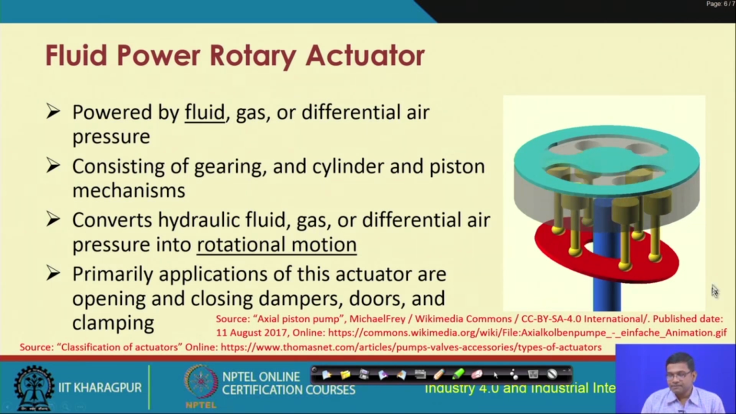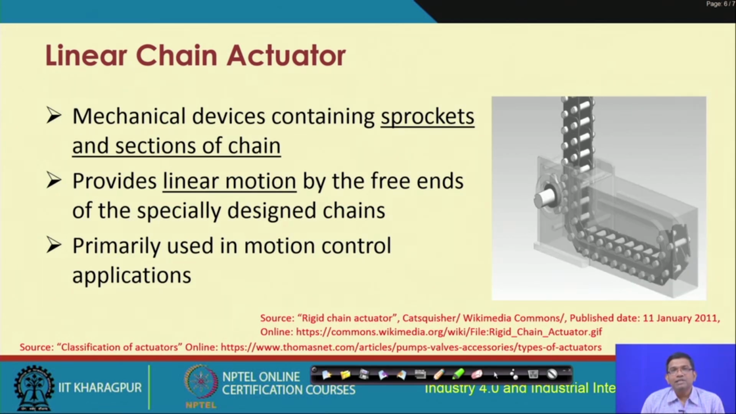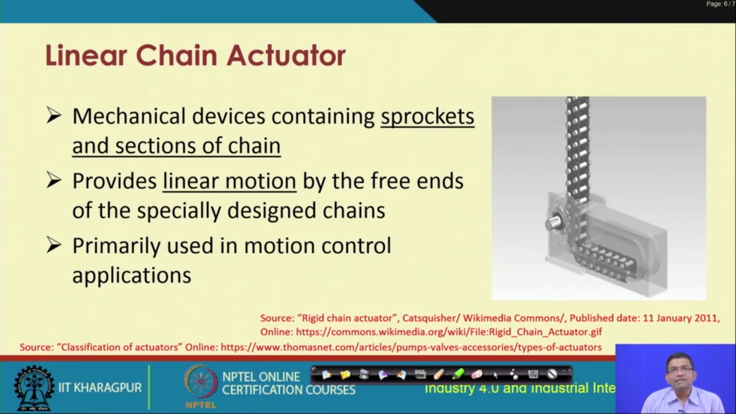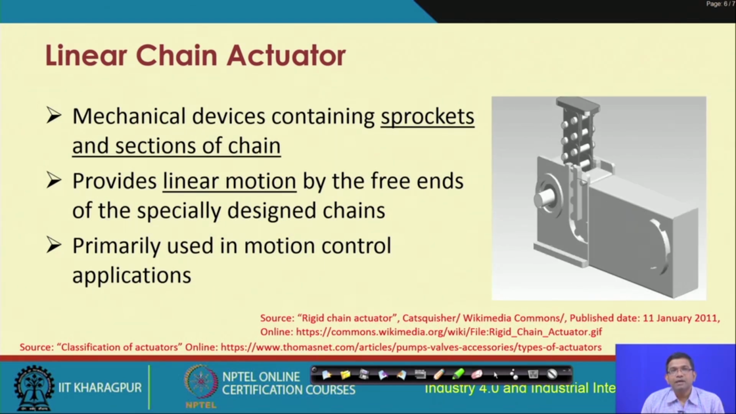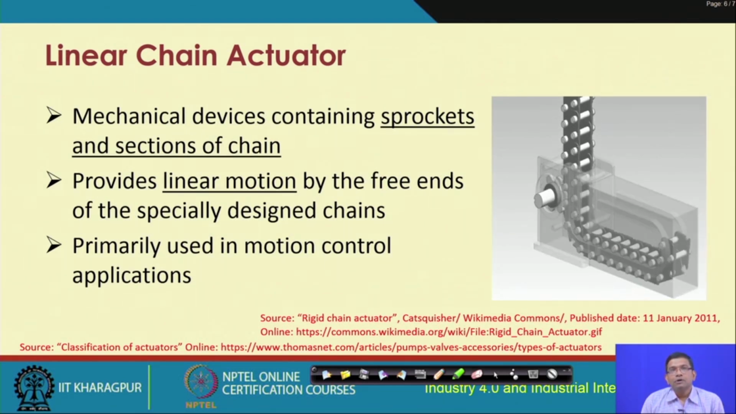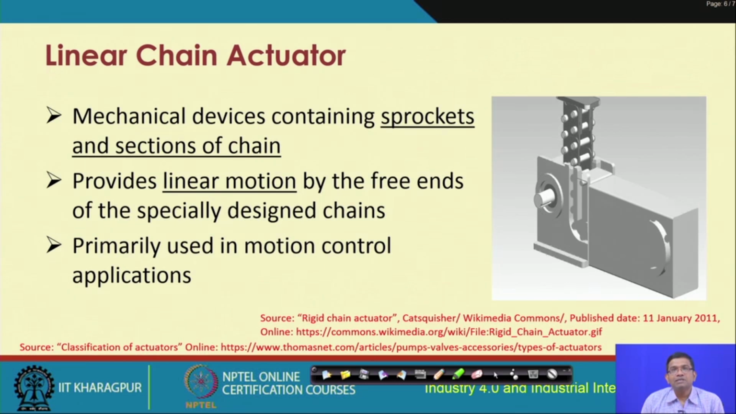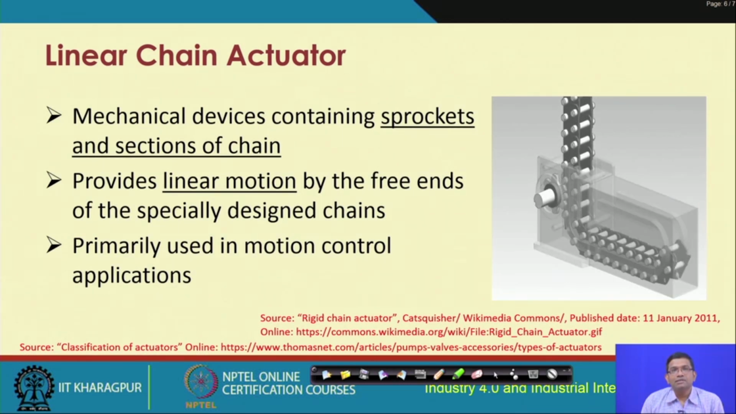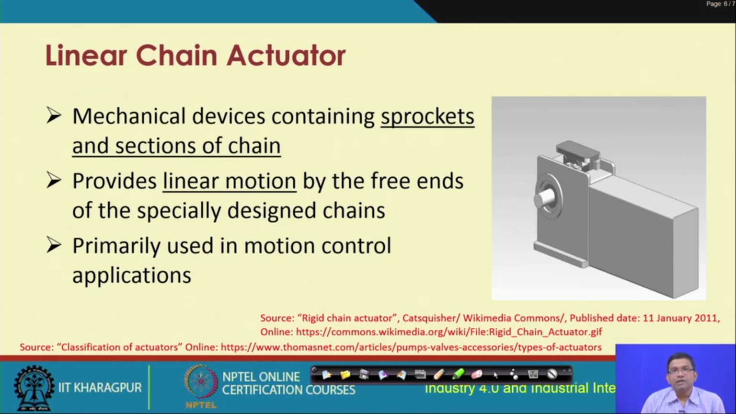Rotational motion is produced as an output of these actuators. Then you have the linear chain actuator, which consists of mechanical devices such as sprockets and sections of chains, which produce linear motion by the free ends of the specially designed chains. A picture is in front of you in order to understand how these work. These are primarily used in motion control applications.